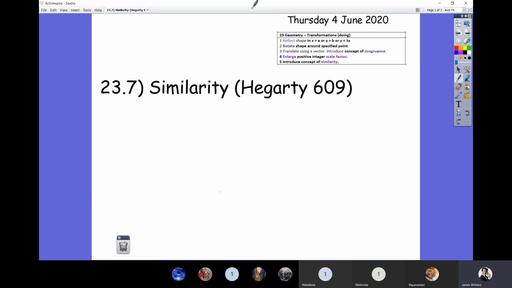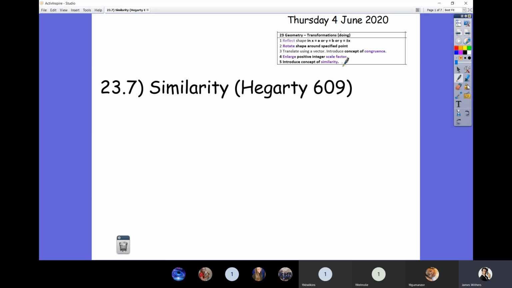So this is the last bit. You'll see from the scheme of work that this is the last bit we're really looking at to do with transformations, which was all the shape business. So we've reflected shapes, we've rotated shapes, we've translated shapes. Remember that meant when you shifted them, we've enlarged them, and then finally the last thing that's left is similarity.